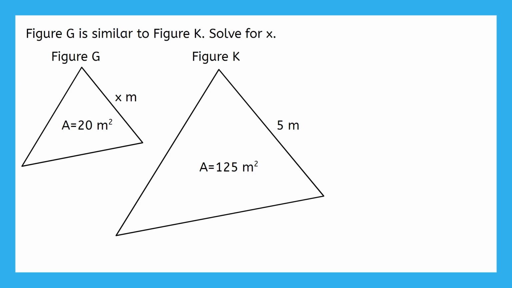Since we're trying to find a missing side length between two similar figures, we're going to be using scale factors in this problem. Which scale factor can we find right now? The area or the side lengths? Yeah, since we have both areas, we can find their scale factor. Pause the video now and find it.